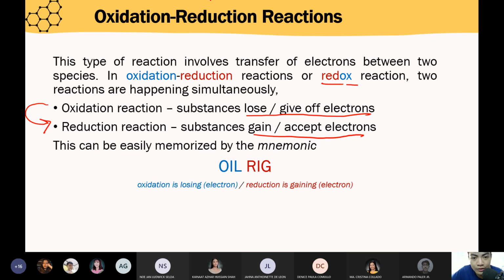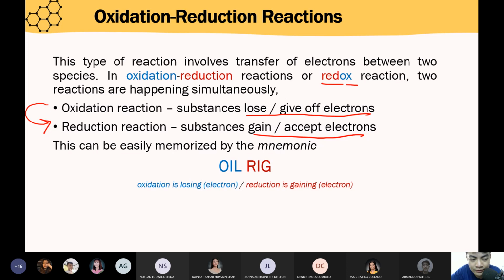And then, for you to memorize which one loses electron and which one gains electrons, we have the mnemonic called the oil rig, okay? So, oil rig, what does that mean? Oxidation is losing and reduction is gaining. Losing what? Electron. Gaining what? Electron as well, okay? So, that's our mnemonic. Oxidation is losing electron. Reduction is gaining electron. Okay? So that you won't get confused, who loses electron? Who accepts electron? Oil rig.